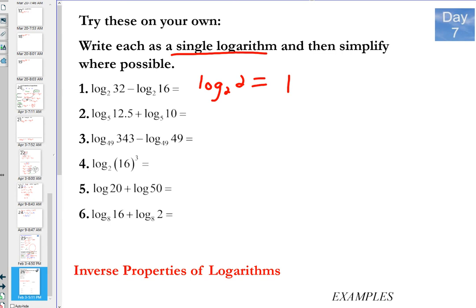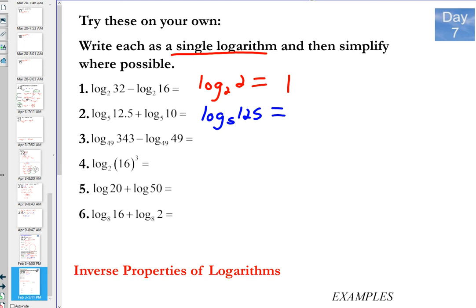Here's number 2. Number 2 is the product property, and as Caleb said, 12.5 times 10 equals 125. You should get log base 5 of 125. Caleb, that should be on your paper. I don't know if you put the 5 there. Once you get there, that log can be evaluated.